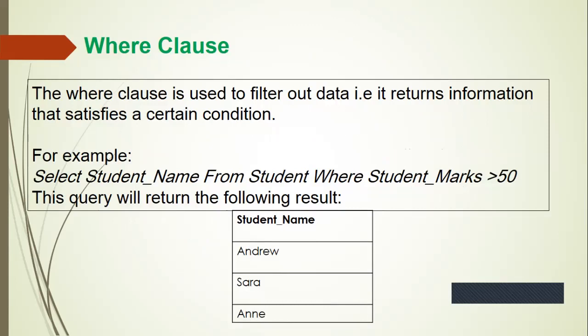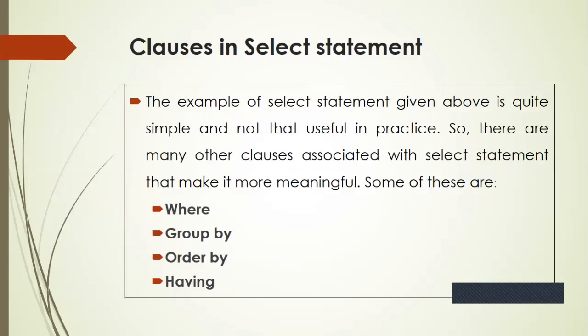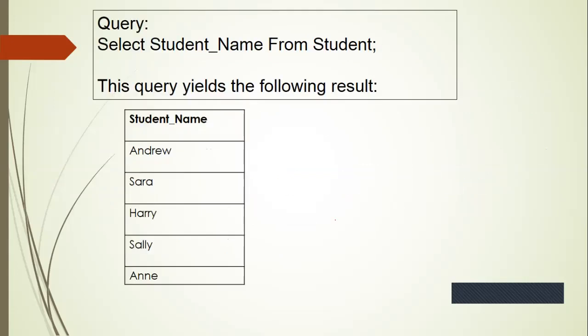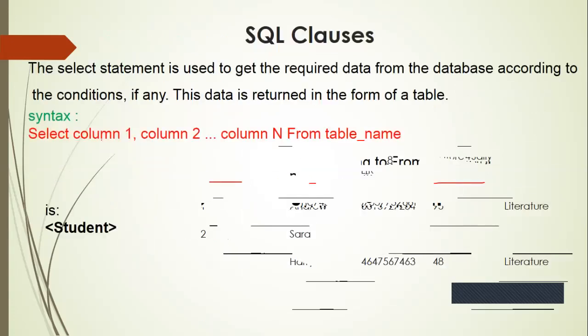Suppose, let me take an example. Here we are selecting the student name from student where the marks of the student are greater than 50. Suppose I want to give a condition here: the students whose marks are greater than 50, I want to display them. So what happens?